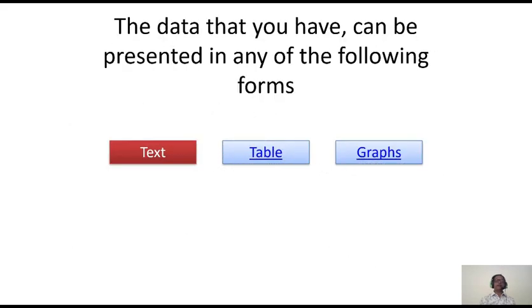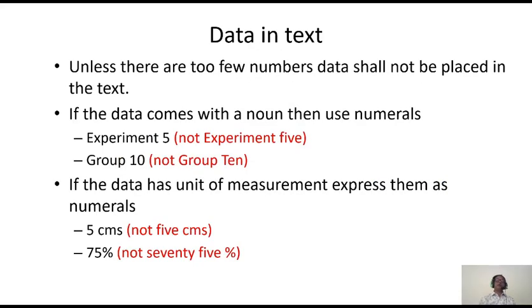Now let us look at the different forms of data presentation. Data that you have can be presented in one of the following forms: either in text, or in table, or in graphs. So let us see these points one by one. Now, data in the form of text. Unless there are too few numbers, data shall not be placed in the text. Sometimes it happens that we have very few numbers to tell about, and in that case, text is the best thing to do.